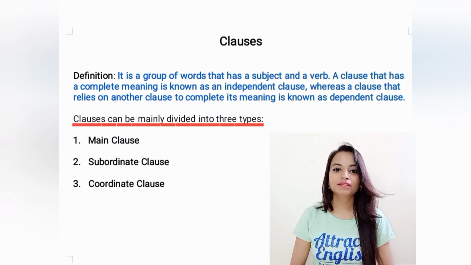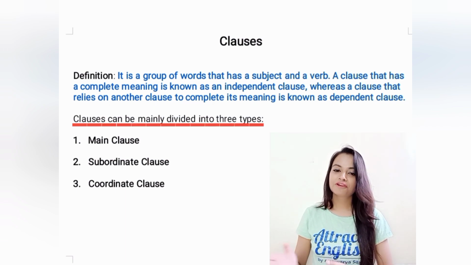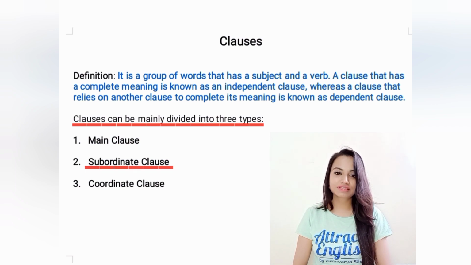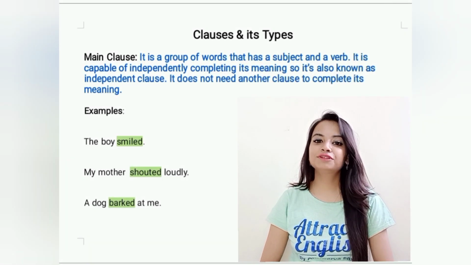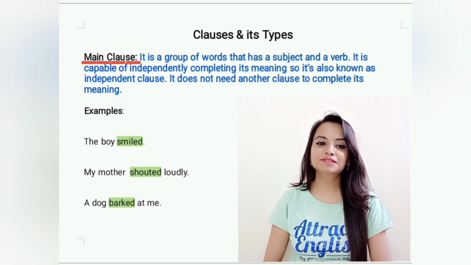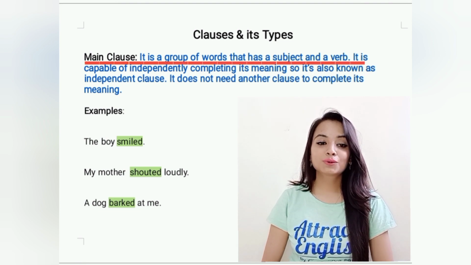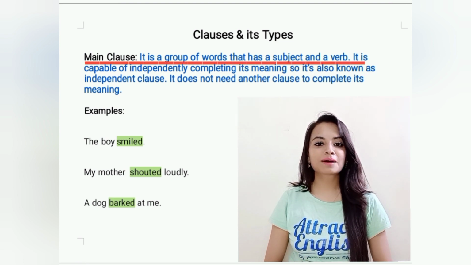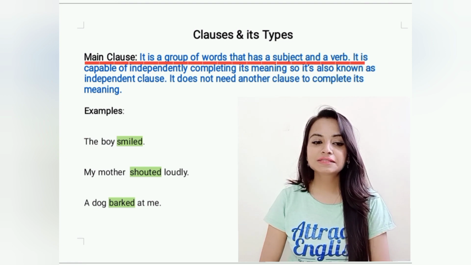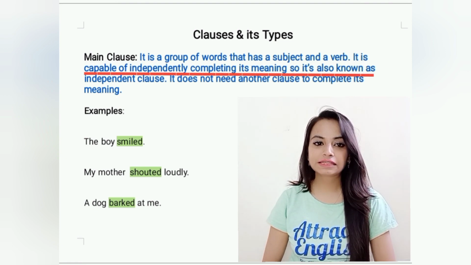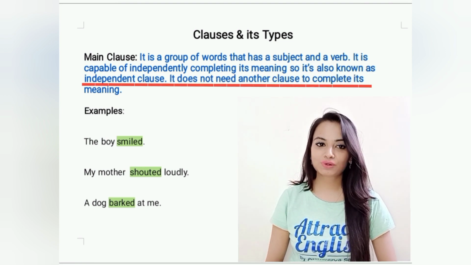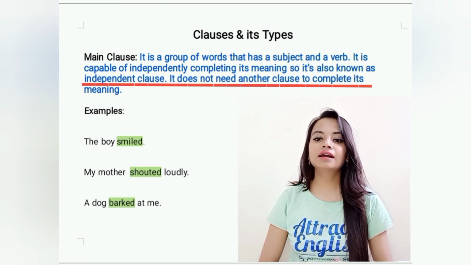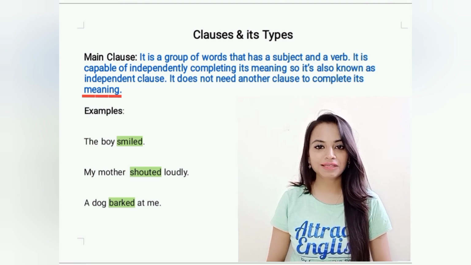Clauses can be divided into three main types. First is main clause, second is subordinate clause, and third is coordinate clause. Let's start with the first type of clause, that is main clause. It is a group of words that has a subject and a verb. It is capable of independently completing its meaning, so it's also known as independent clause. It does not need another clause to complete its meaning.